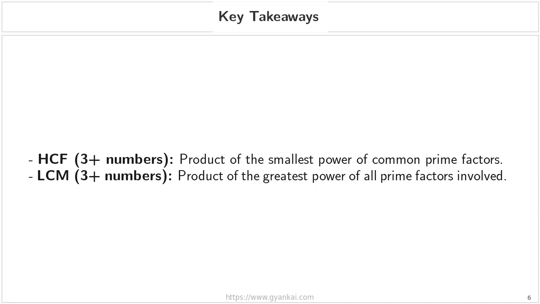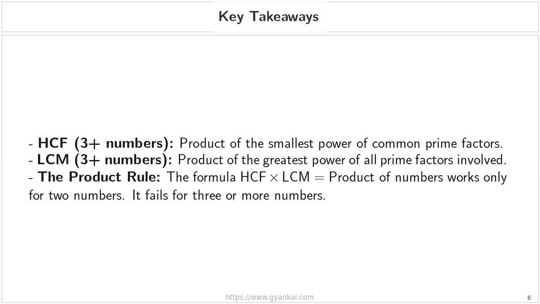Next, for the least common multiple of 3 or more numbers, the rule changes slightly. Here, you are looking for the product of the greatest power of every prime factor that appears in any of the factorizations. You aren't just looking at common factors here, you are looking at all of them, but you must always choose the highest exponent.